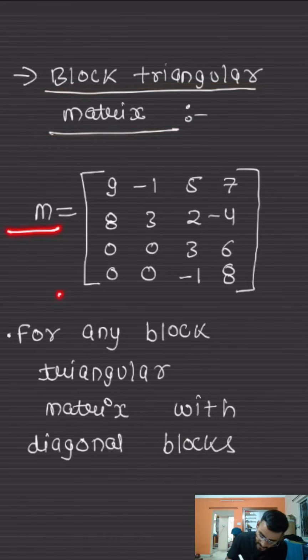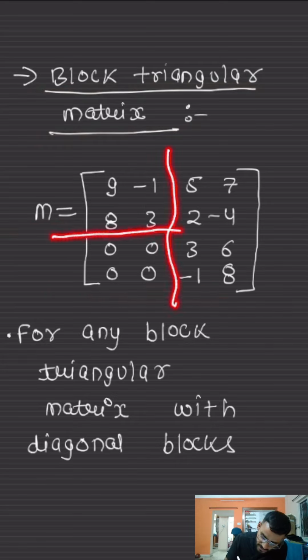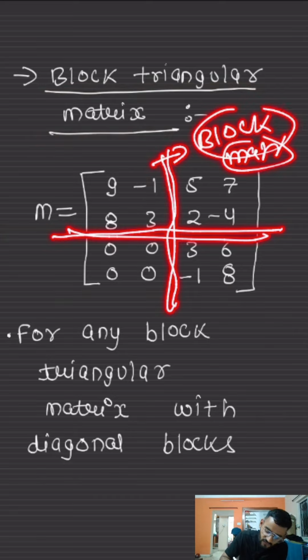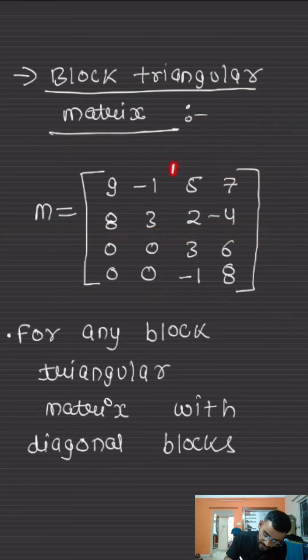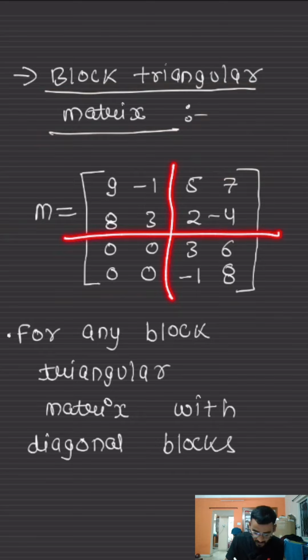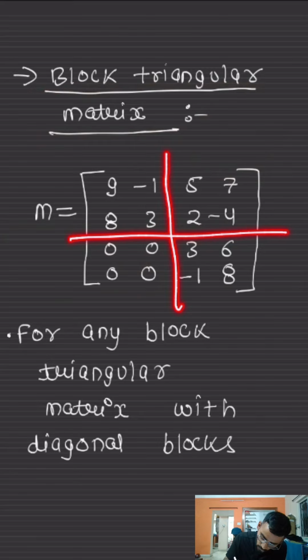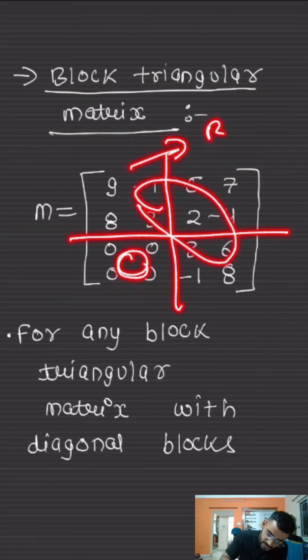Let's say we have a matrix M. If we divide this matrix into square or rectangular blocks, let's say we divide the matrix into these blocks, then we call this matrix a block matrix. And after dividing into blocks, if the matrix is triangular blockwise, then we call it a block upper triangular matrix. So if we divide the matrix into these 4 blocks, since this is a 0 block and this is a non-zero block, this M is a block upper triangular matrix.